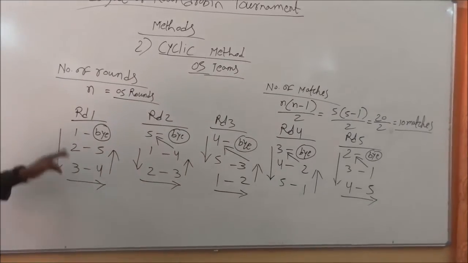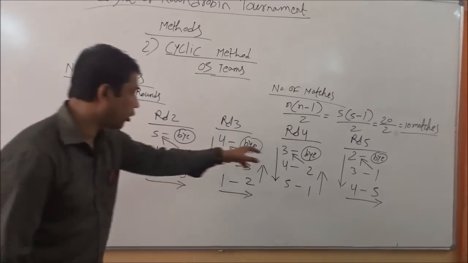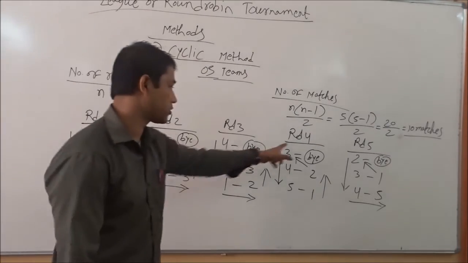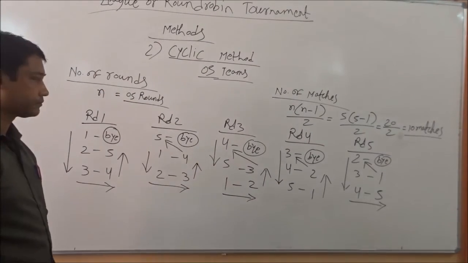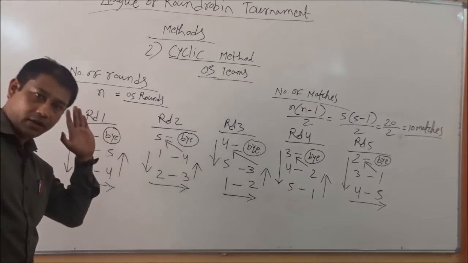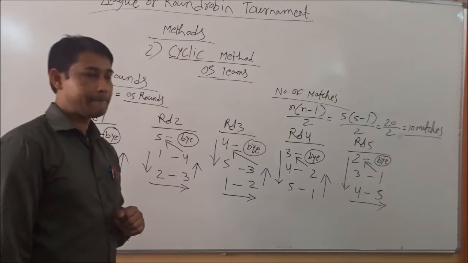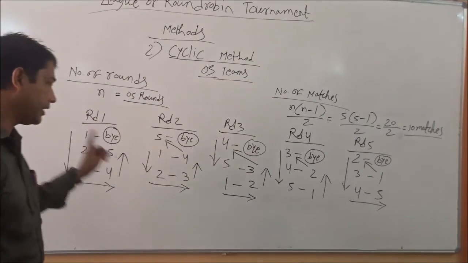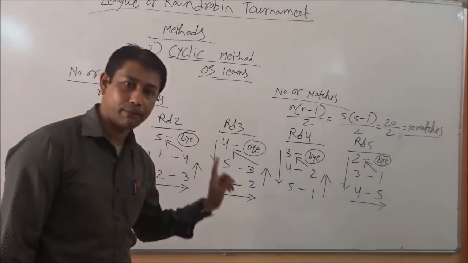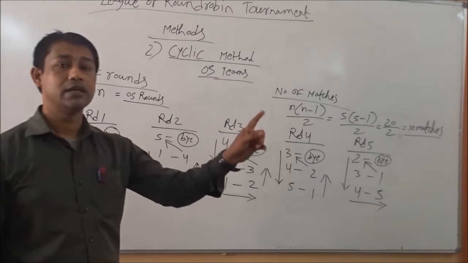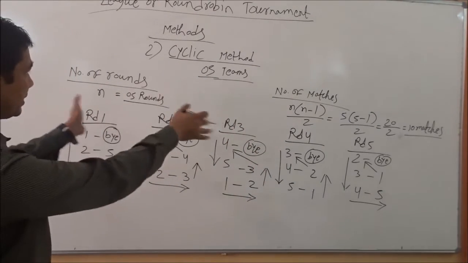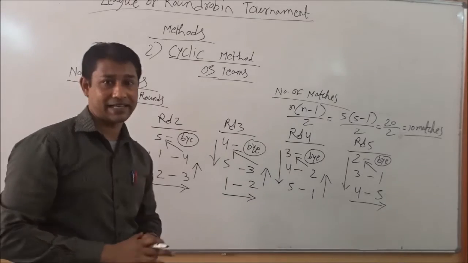Now, you can find one similarity in all the 5 rounds, that is, I have fixed bye on the topmost right hand side. So this thing only you need to keep in your mind. You can keep any team fixed, but that team will be kept fixed in same position for all the rounds. So dear students, with this we come to the end of cyclic method.